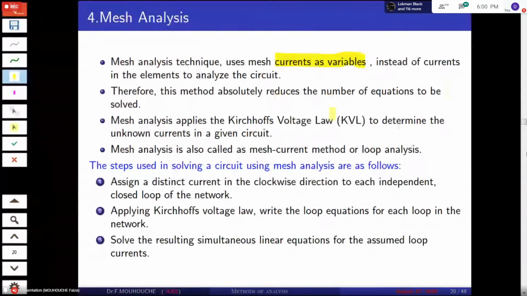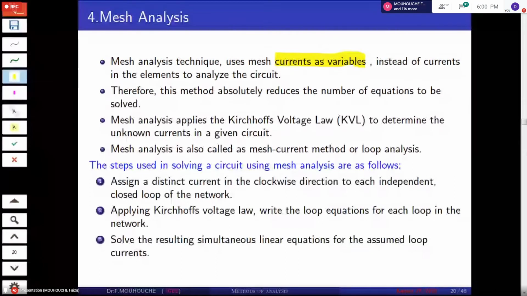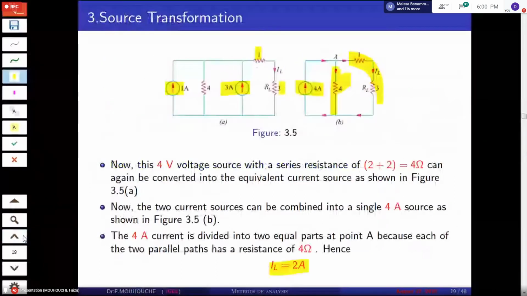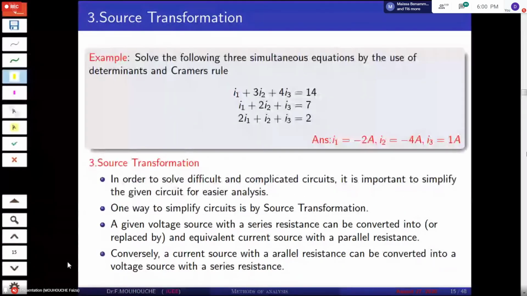Please repeat the last speech, about the source transformation. Okay, I will repeat. Just 1 minute. I will repeat all. Just 1 minute to add your friend.